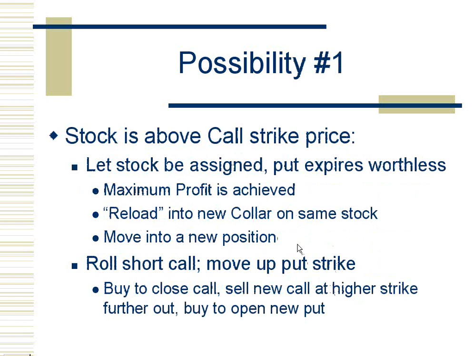Well, let's look at possibility number one a little bit more in depth. We've entered into a collar position. The stock has moved up above the strike price. We might be close to expiration, okay? Well, the first thing we can do is let the stock be assigned. This allows us to earn the maximum profit.